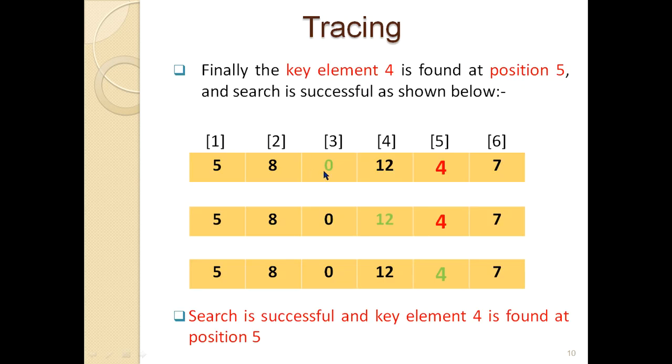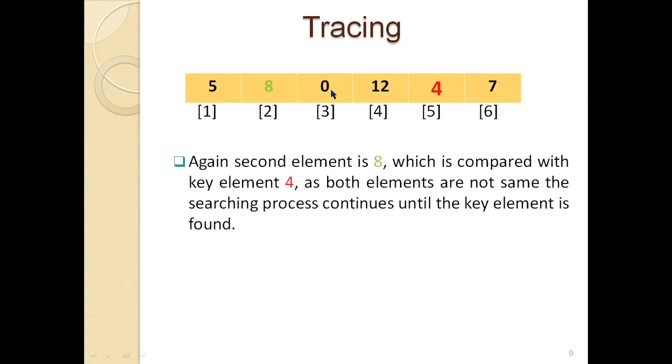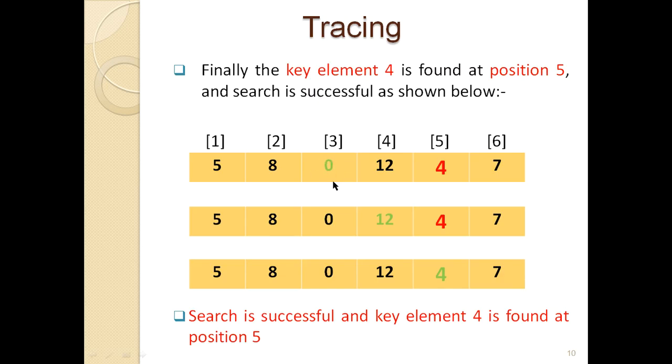What do I have to do? I have to compare again. Again I have to compare this with 0. Whether 0 equals 4? No. Whether 12 equals 4? No. Whether 4 equals 4? Done. I got my key element. So the search is successful and key element 4 is found at position 5. That is what this program is going to do.